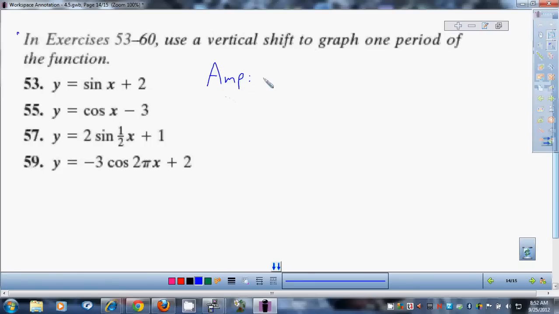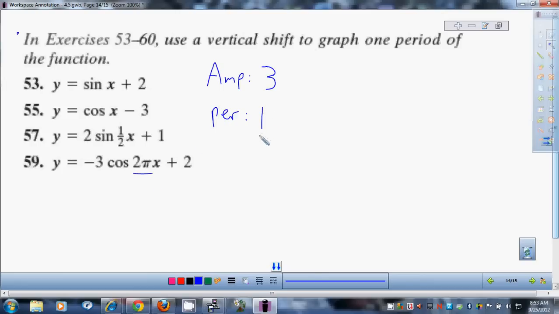Zach, what's my amplitude? We're on 59. 3. Very good. What is my period? 2 pi over 2 pi. Anything divided by itself?